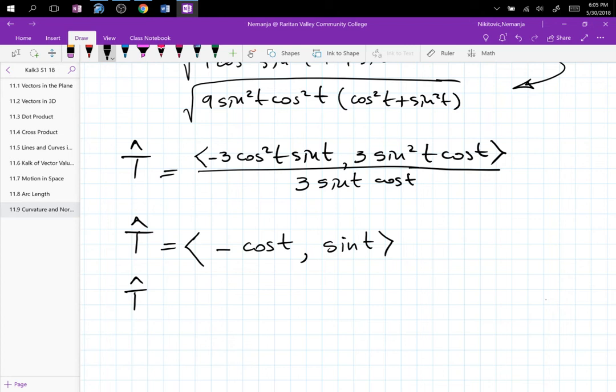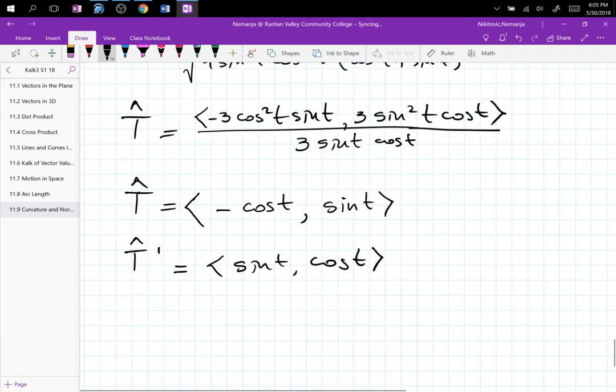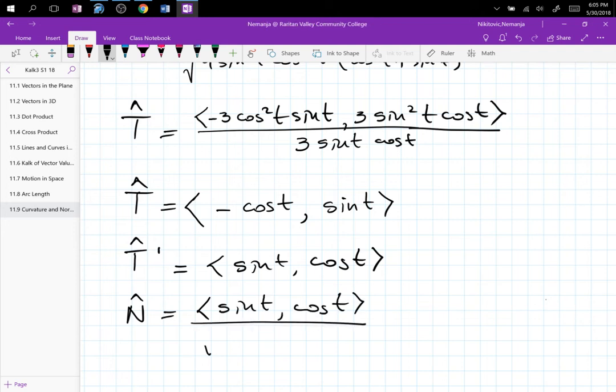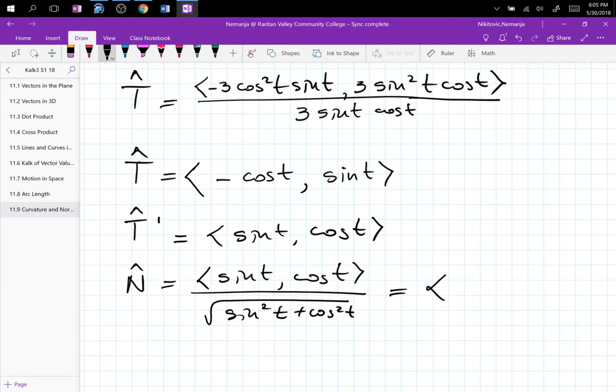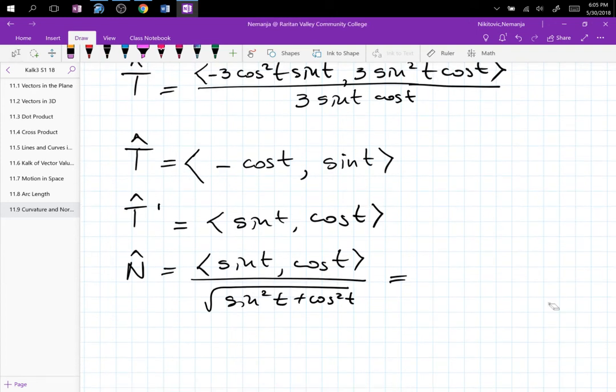The derivative of this is simply sine t, cosine t, and then the normal vector is this vector sine t, cosine t divided by its magnitude, which is clearly 1. So the answer that we are looking for is sine t, cosine t. Cool, right? That was a good pick.